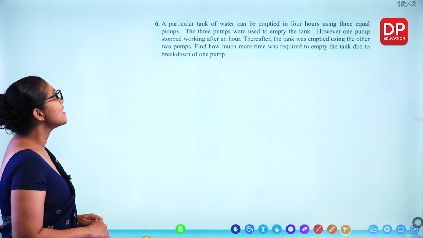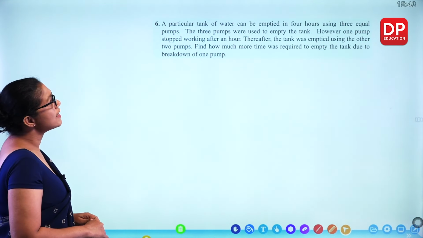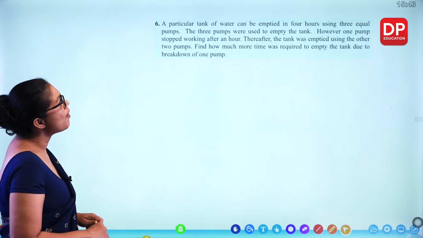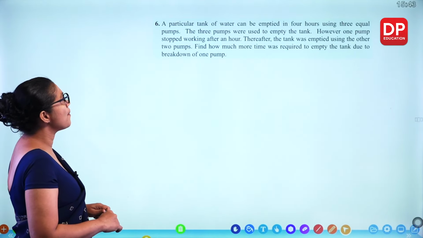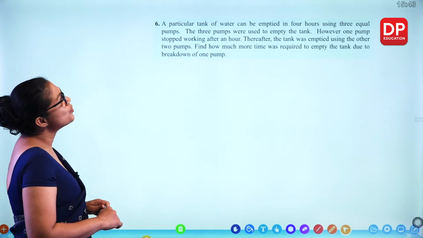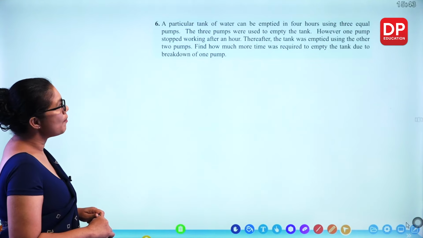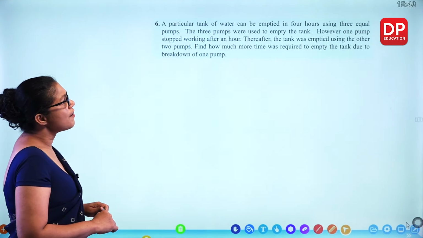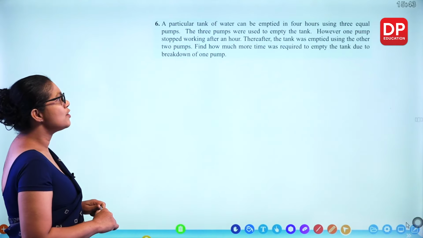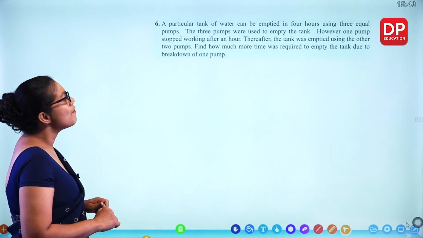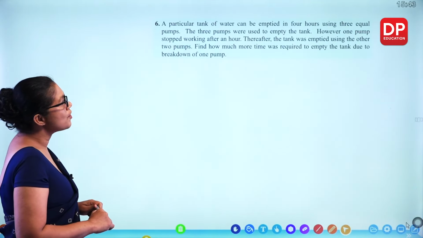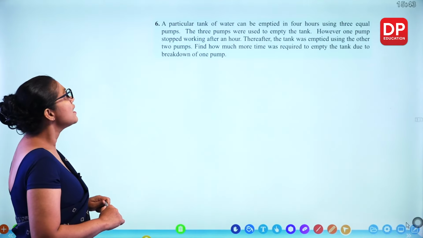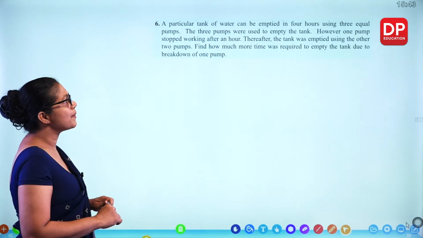Question number 6. A particular tank of water can be emptied in 4 hours using 3 equal pumps. The 3 pumps were used to empty the tank. However, one pump stopped working after an hour. Thereafter, the tank was emptied using the other 2 pumps. Find how much more time was required to empty the tank due to breakdown of one pump.